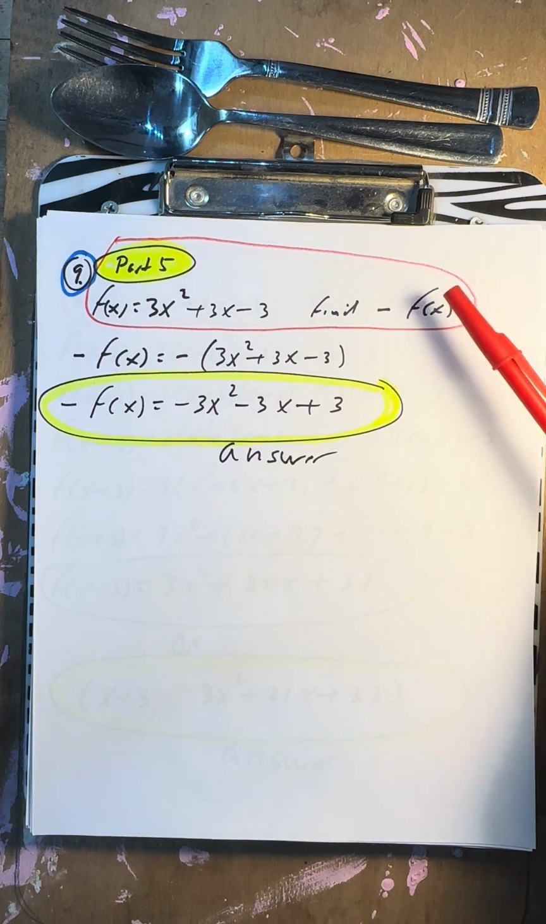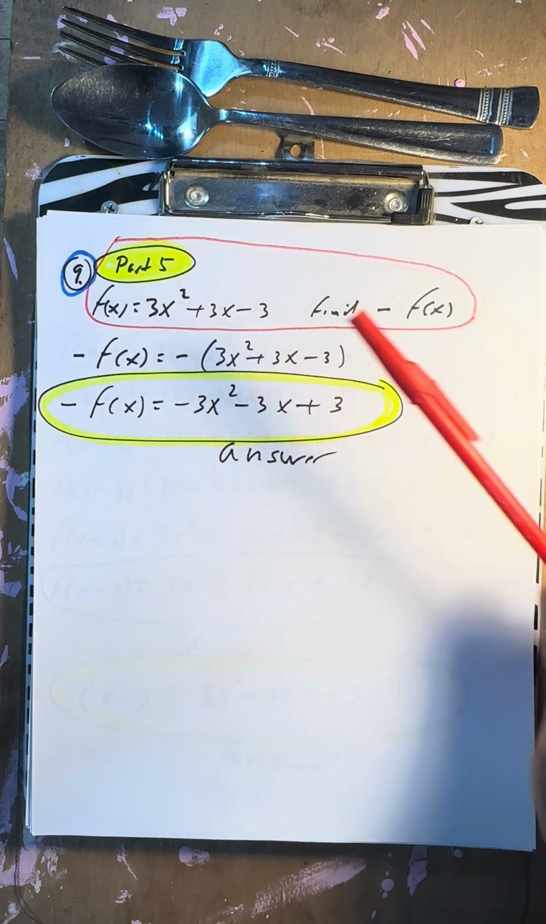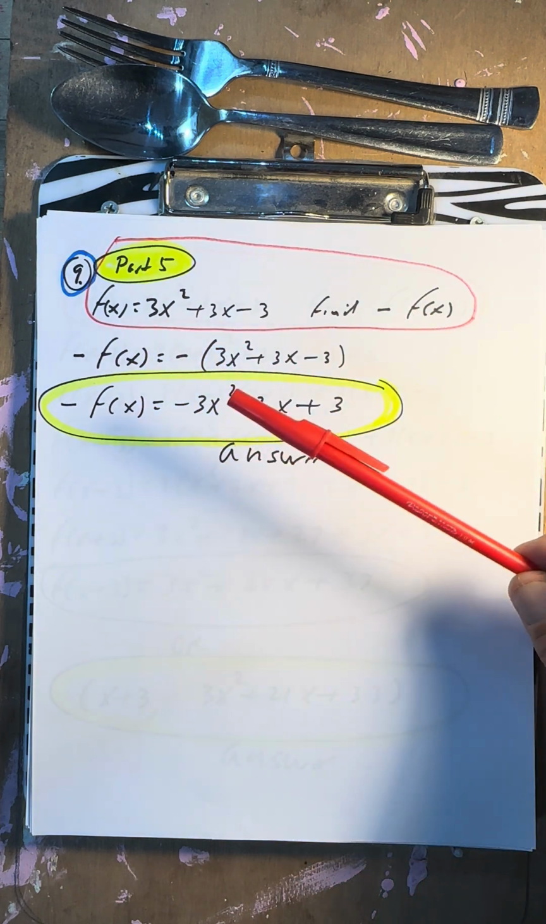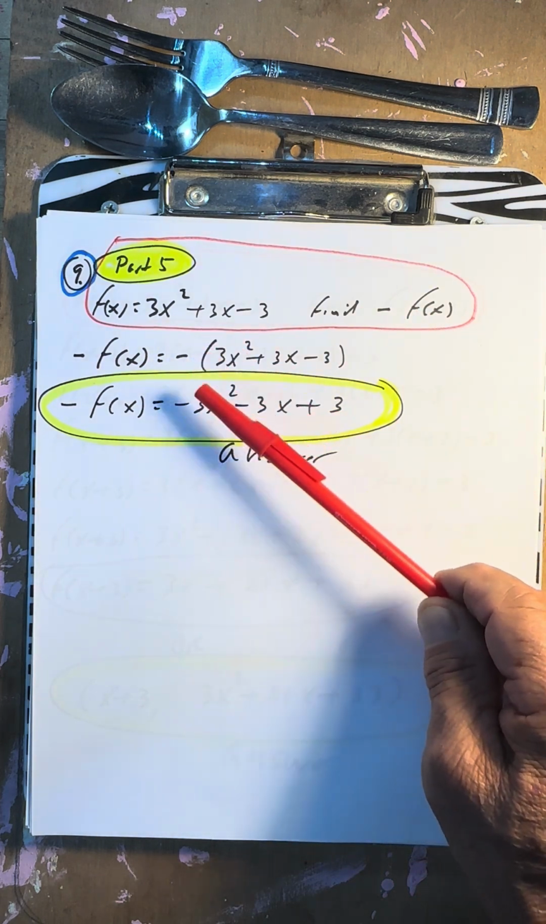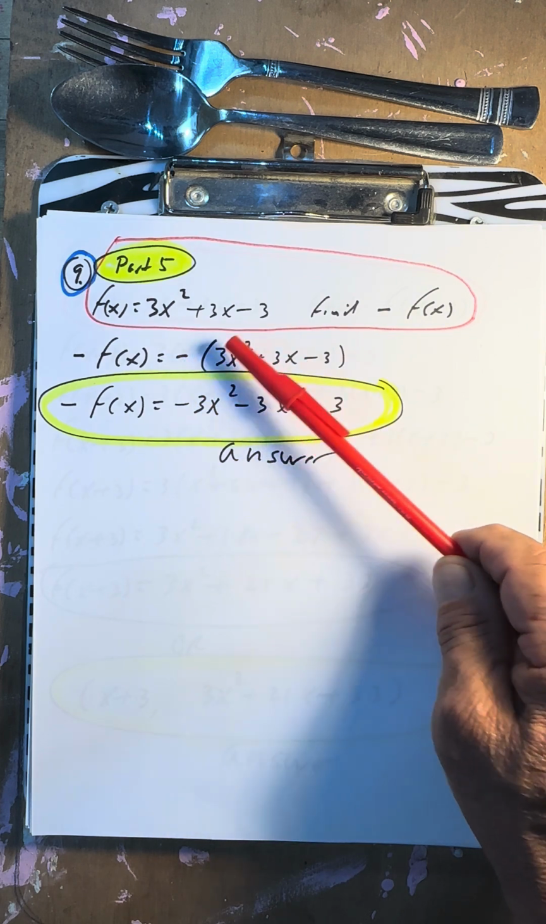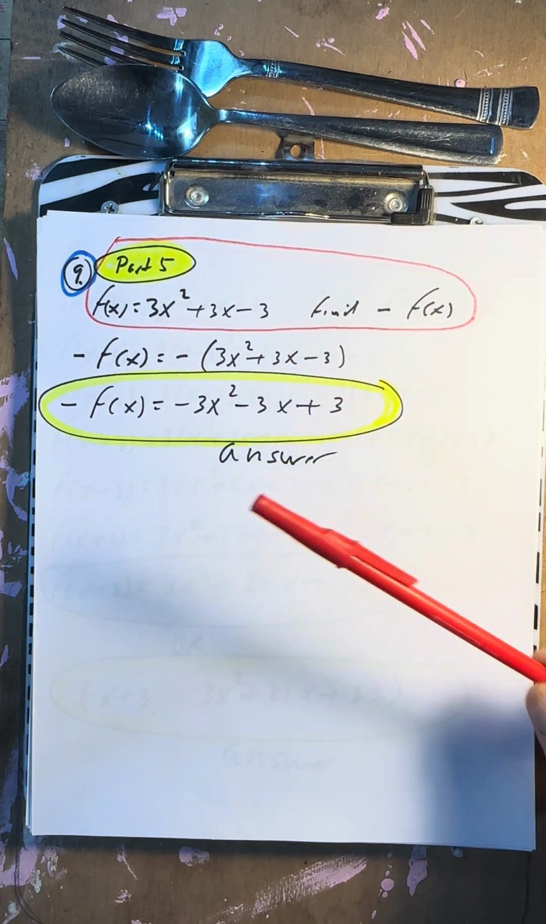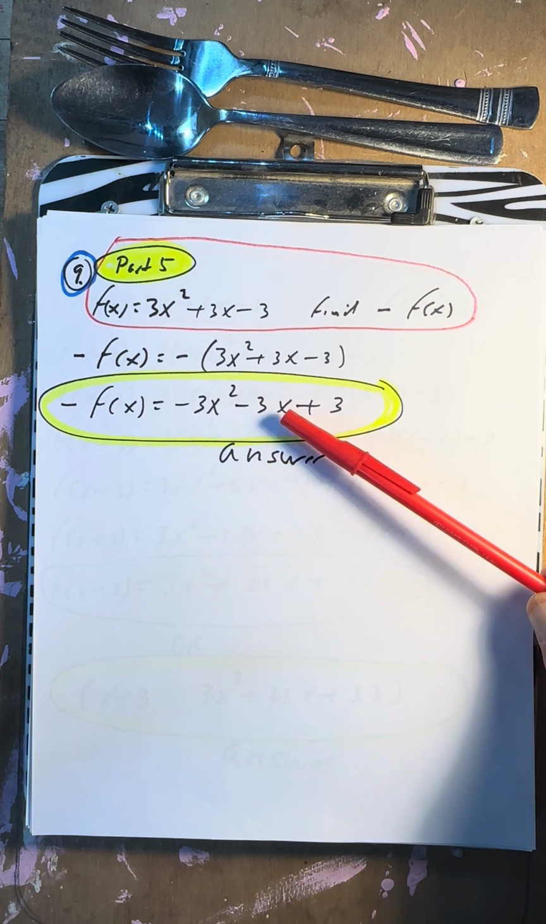Find negative of f of x. So negative of f of x is negative of this one. So now what's going to happen? We're going to have negative of positive, negative. Negative of positive is negative. And negative of negative is positive. So negative f of x is negative 3x squared minus 3x plus 3.